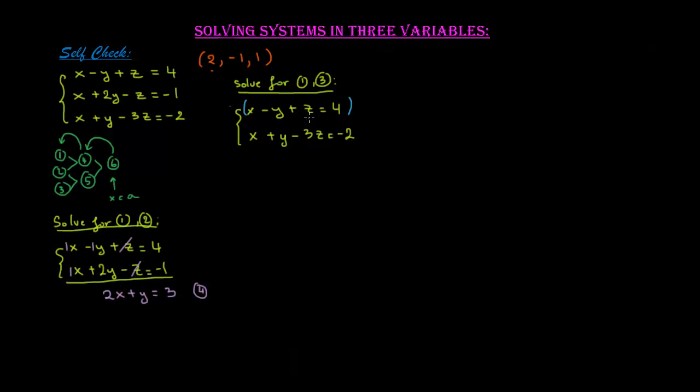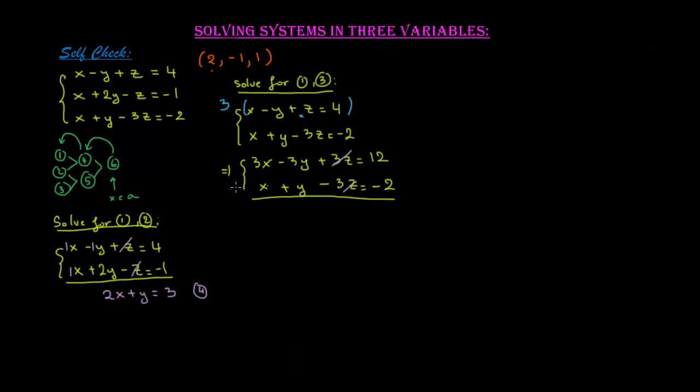So to cancel z, we need the opposite coefficient. Right now it is already opposite, I just need the same number. So multiply the whole first equation by 3. We will have 3x minus 3y plus 3z equal to 12. And I bring down the second equation, x plus y, oops, minus 3z equal to -2.